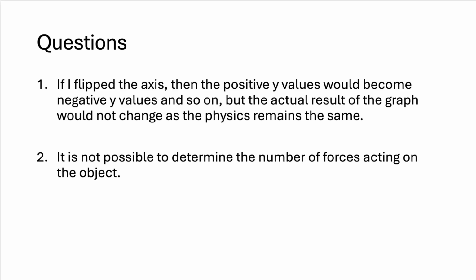As for the post-lab questions, if I flipped the axis, then the positive y values would then become negative y values. But the actual result of the graph would not change because the physics remains the same. So it doesn't matter whether I'm treating the object going forward as positive y or negative y, it's still going to give me the same graph and the same results. It's just going to change some of the position numbers.